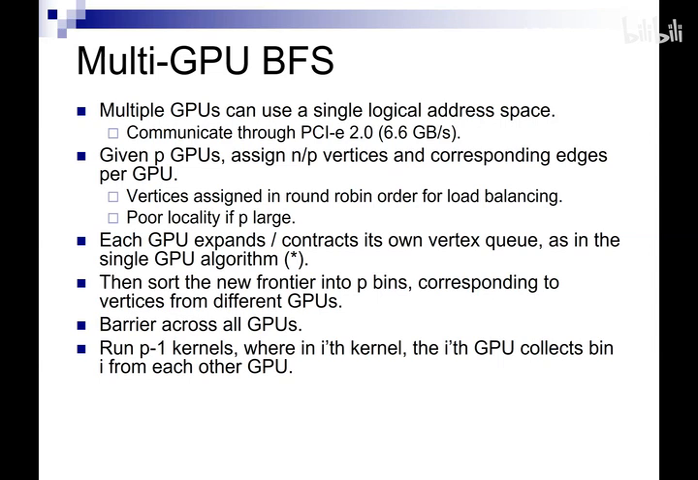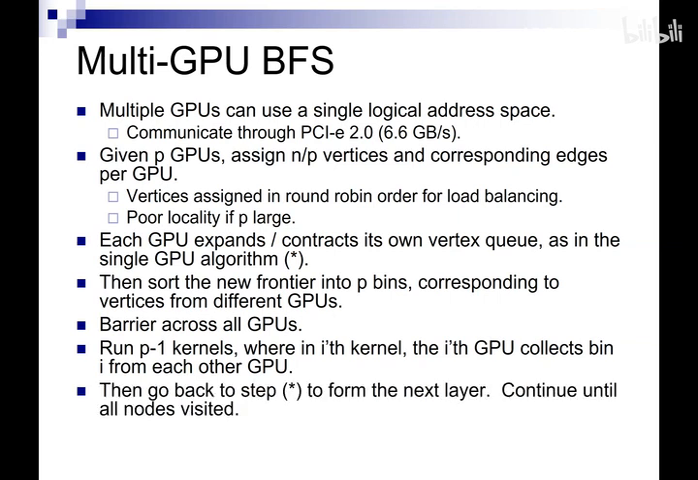So that means that we're going to run P-1 kernels, where in the ith kernel, the ith GPU is going to look at every other GPU, and for each of those, it's going to look in the bin that corresponds to itself. So if I'm the third GPU, I'm going to look in the third bin of every other GPU, and I'm going to take the vertices from those third bins which belong to me. After each GPU has done that, each GPU has the vertices that belong to it that are in the next layer.